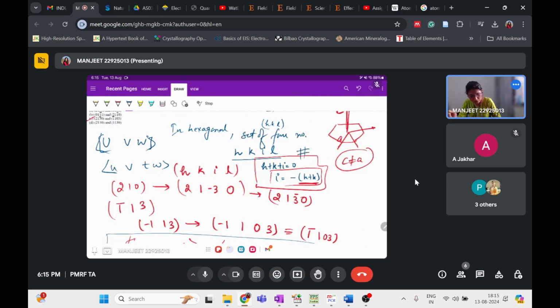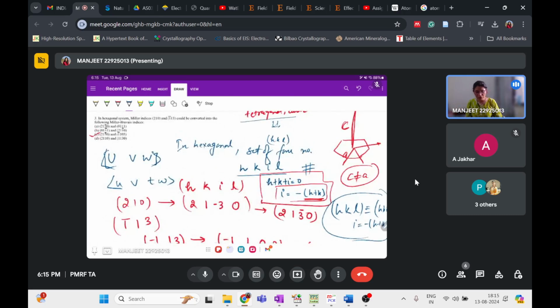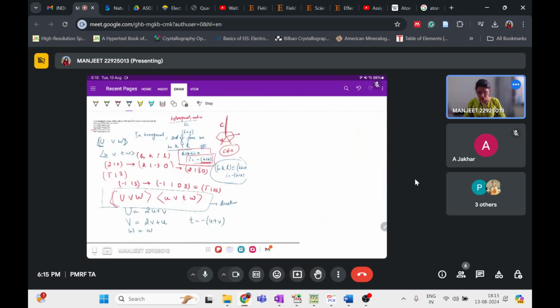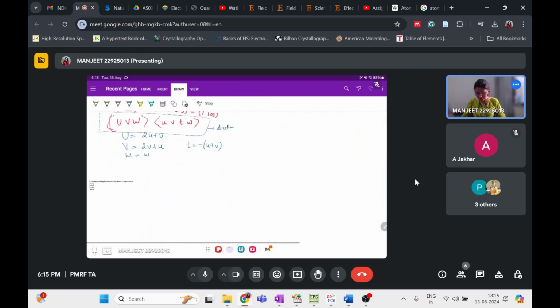this one is for the plane. So (h k l) will be equivalent to (h k i l), and i is equal to minus of (h plus k). Okay, so in this way we can convert our Miller indices to the Miller-Bravais indices. Okay, so now let's move to the next question.